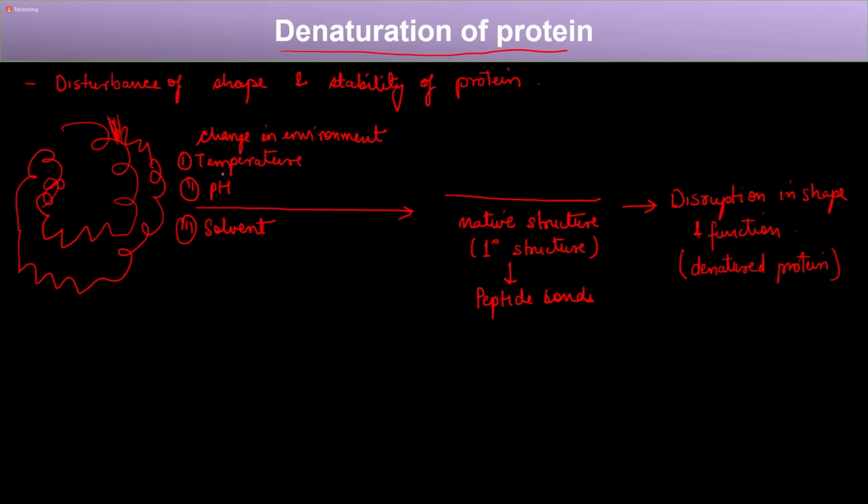Denaturation of protein happens by a change in environment such as temperature, pH, and solvent. With this, we have completed our topic, that is protein. Now in the next lecture, we'll study enzymes. That's all for now. Thank you.